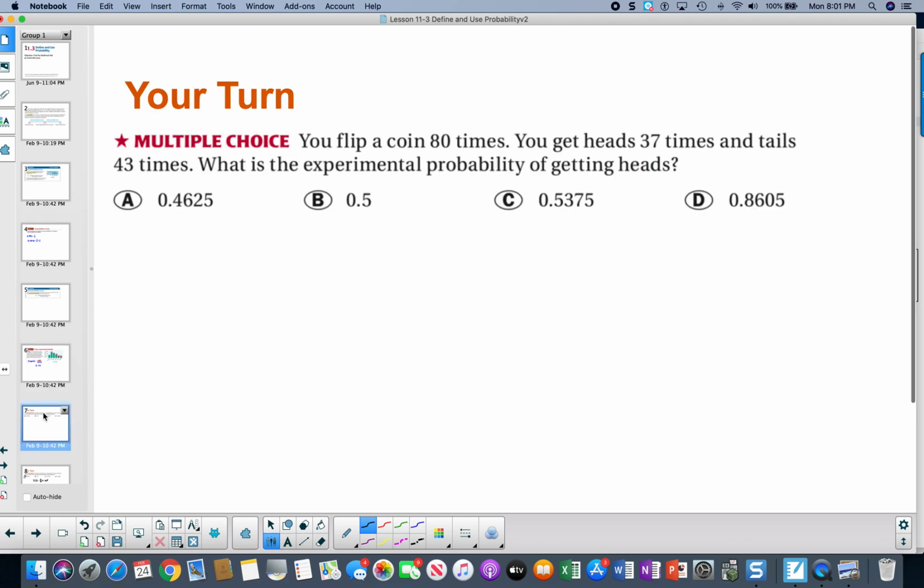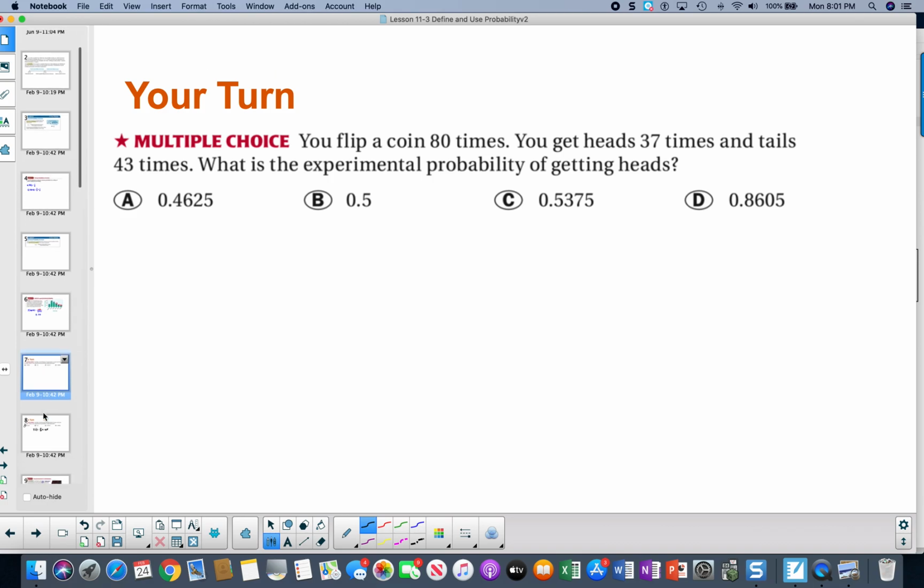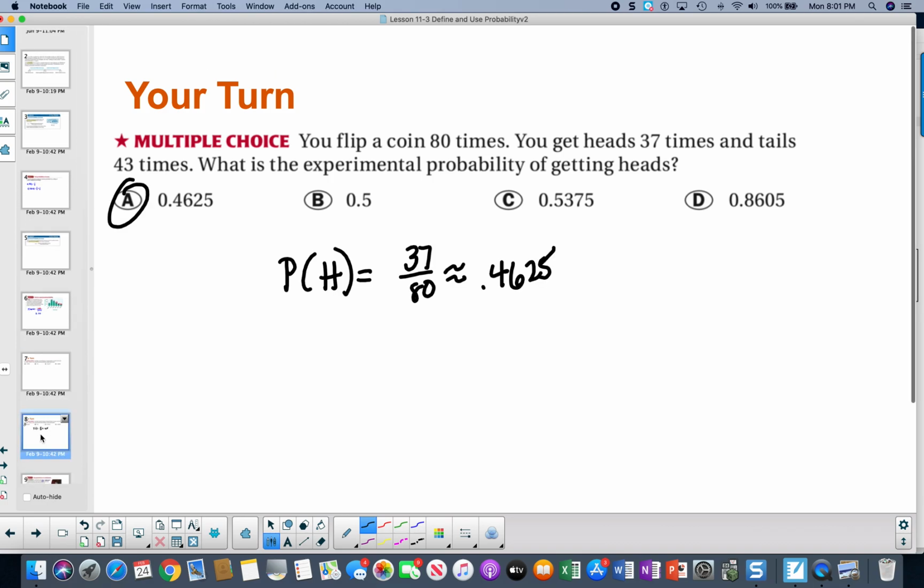side. Your turn. Stop the screencast and see if you can find the experimental probability. And here is the answer.